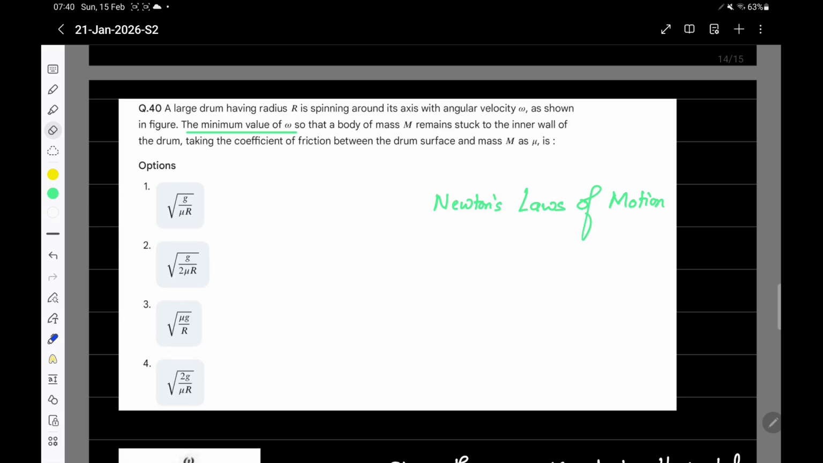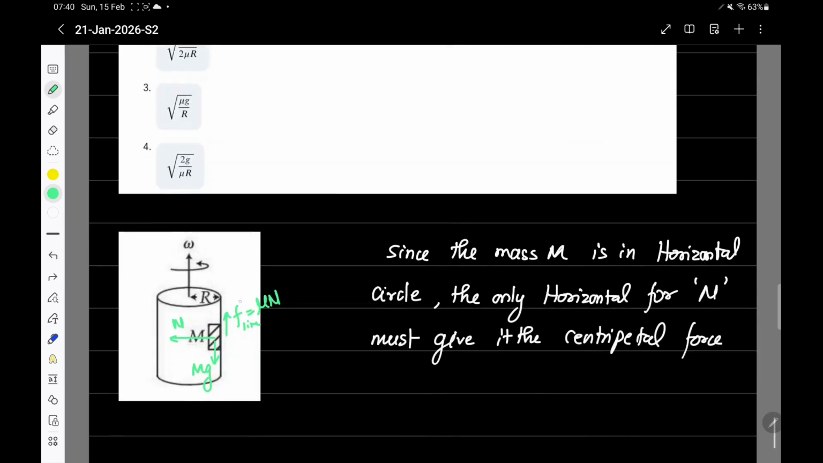The minimum value of omega so that the body of mass capital M remains stuck to the inner wall of the drum. Taking the coefficient of friction between the drum surface and capital M as mu. So we need to find the minimum value of omega such that the mass does not slip on the inner wall of the drum. You can see the figure over here.